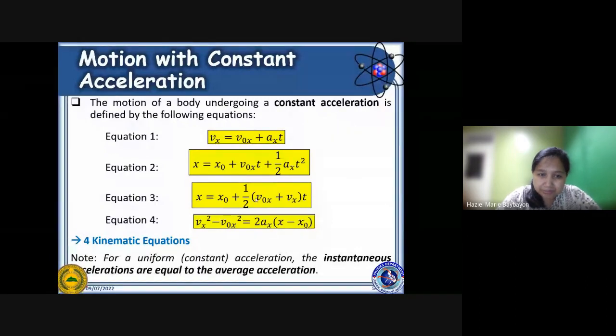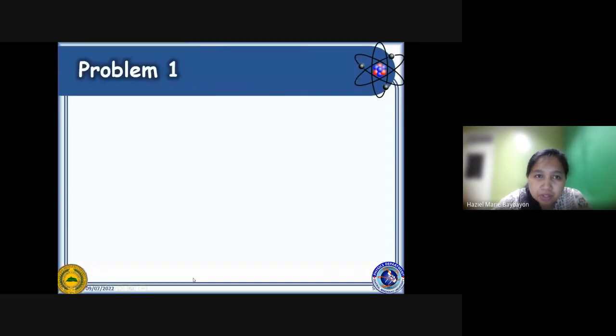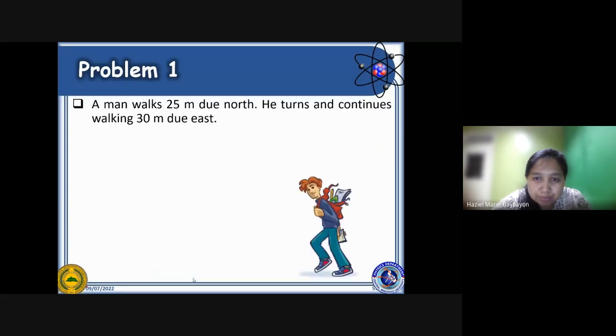So, take note of this, that for a uniform or constant acceleration, the instantaneous accelerations are equal to the average acceleration. Okay? So we have problem number 1. So let us use the four kinematics equations in solving problems involving motion.